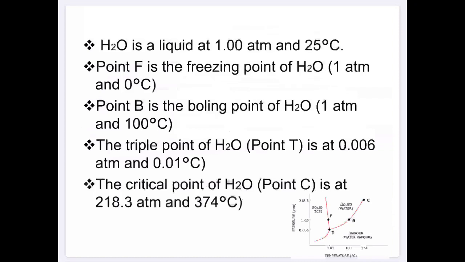The triple point of H2O is point T at 0.006 atm and 0.01 degrees Celsius. The critical point of H2O, point C, is at 218.3 atm and 374 degrees Celsius.